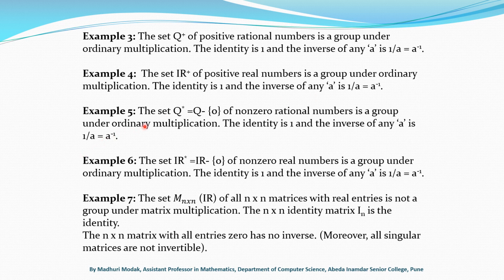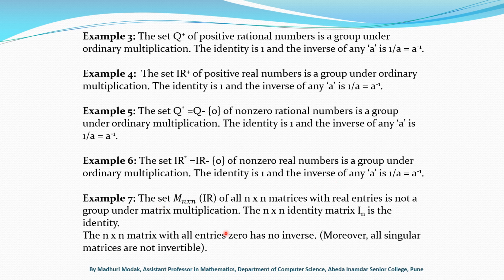Then consider Q star, Q minus 0, that is the set of non-zero rational numbers. Again, this is a group under ordinary multiplication with identity 1 and inverse of a as 1 upon a. Same for R star, that is non-zero real numbers: 1 as identity, and for every element a in R star, 1 upon a is its inverse.